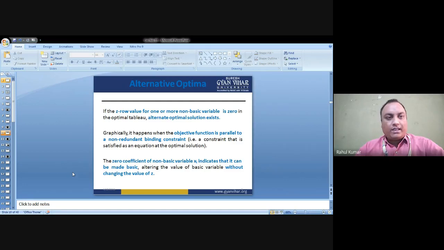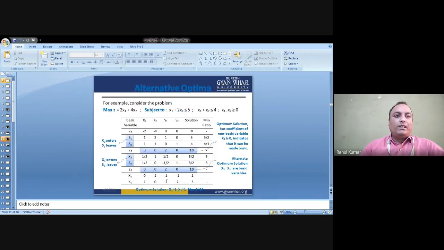And the zero coefficient of non-basic variable x1 indicates that it can be made basic, altering the value of basic variables without changing the value of z. This is the case of alternative optimal condition.